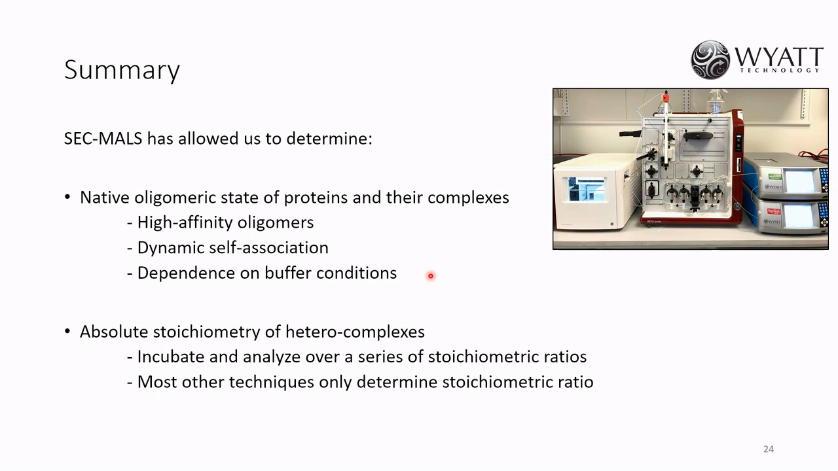Possibly the most important thing, however, was that SEC-MALS gave us the absolute stoichiometry of our complexes. We were able to get this by incubating and analyzing over a series of stoichiometric ratios. Now, this is noteworthy, as most other techniques really only determine stoichiometric or relative ratios rather than absolute stoichiometry. This was really important for NAP proteins and histone proteins, as several of them were already known to oligomerize both inside and outside of their complex.